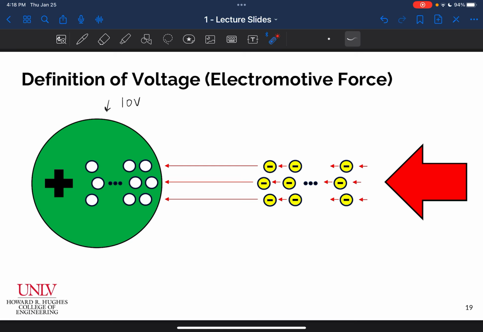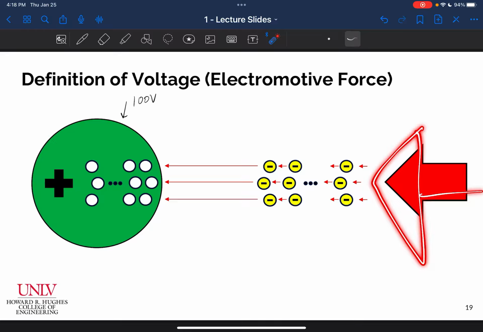But if we have more voltage here, so I said 10 volts to start, but if I had even more voltage here, then there would be an even stronger force. This arrow, I could draw it maybe even bigger. An even stronger force pushing electrons through my circuit, or charges through my circuit.